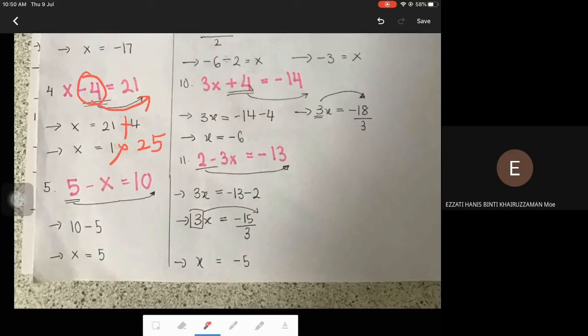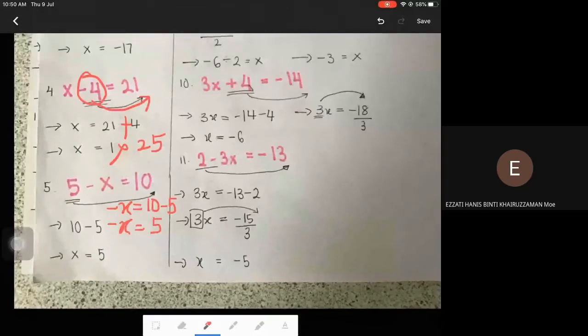Okay, number 5. Number 5, 5 minus x is 10. Dia buat asing ya. Dia asingkan 10 minus 5. Okay, betul. 10 minus 5. So, kalau kita nak buat equation, it becomes negative x equals to 10 minus 5. So, on the left side, negative x is masih negative x. So, 10 minus 5 is 5.